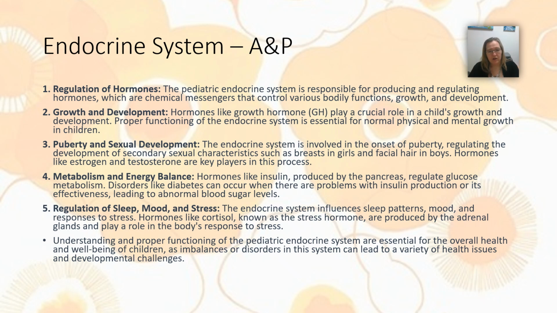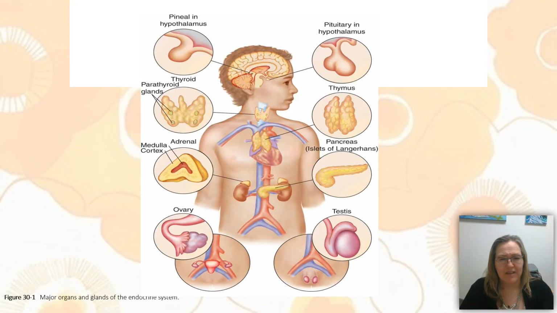So remind yourself of all those different Tanner stages. Also, you'll want to focus in on insulin. We'll talk about that more in depth when we get to diabetes. And also remember stress hormones, adrenal glands, that play a role in the body's response to stress. The main organs that we're talking about are going to be the pineal gland, the thyroid gland, the adrenal gland, which sits on top of the kidneys, the ovaries and testes, the pancreas, thymus, and hypothalamus.